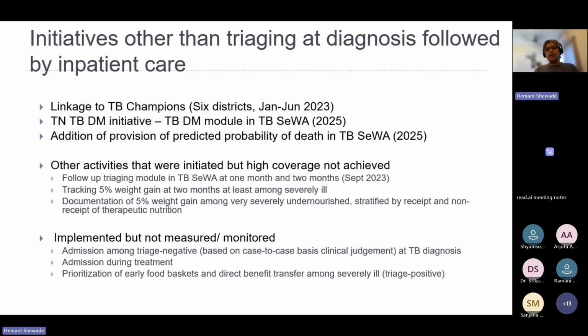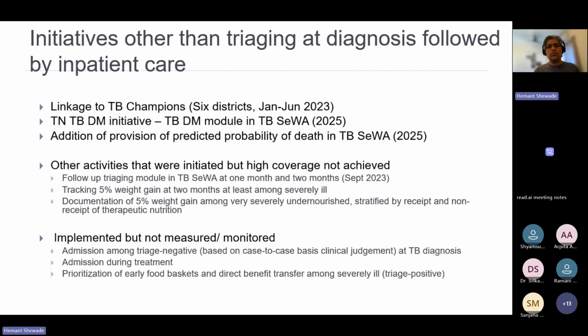Then from 2025 onwards, we also added a provision of predicted probability of death in TB Seva. As I shared, TB Seva was the e-tool of TN-KET. Key variables from the paper-based triage tool and case record form were entered in TB Seva. As and when the triage variables were entered in TB Seva from 2022, it indicated whether the person with TB is severely ill or not.